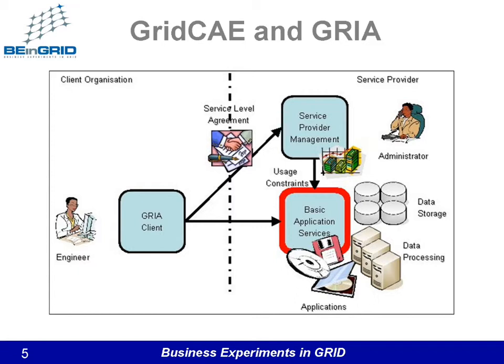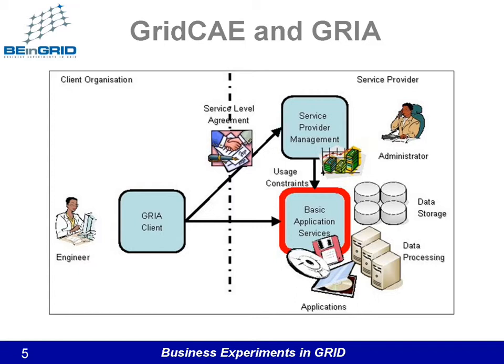As the figure shows, we have the GridCAE client module at the client organization side and the service provider management and the basic application services modules at the service provider side. The engineer uses the GridCAE client to open an account through to the service provider management. The engineer then chooses an appropriate service level agreement, or SLA, and proposes it to the service provider management. The SLA proposal must be approved by the administrator to allow the engineer to proceed with the execution.